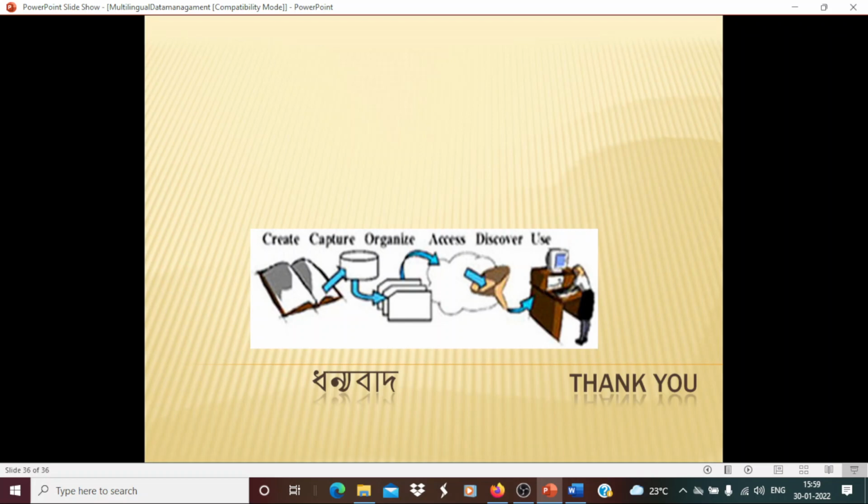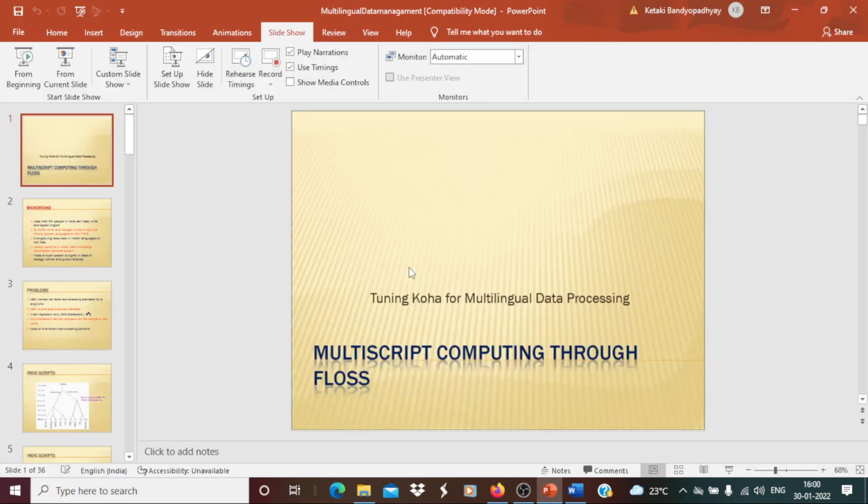I do hope that you now understand what Unicode is, what the requirements of multilingual computing in India are, and how it is possible to convert or fine-tune our different library management software as Unicode-compliant multilingual information retrieval systems. So that's all for this tutorial. Let's stop it here.